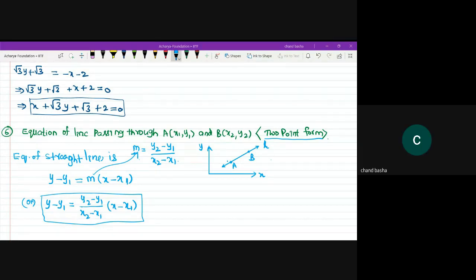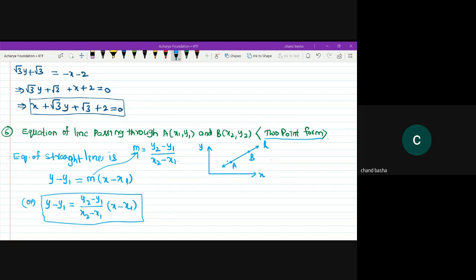Yes. x1, y1, x2, y2 will be given to you, but inclination is not given to you. In the sixth point, inclination is not given. Clear? In the sixth question, the theta value is not given to you. In the fifth one, the theta value will be given to you. Clear?